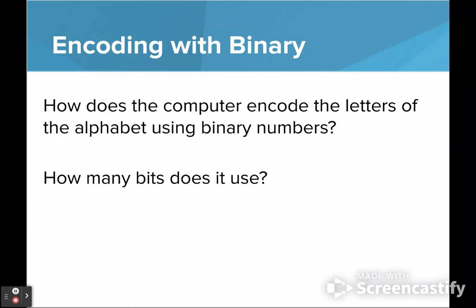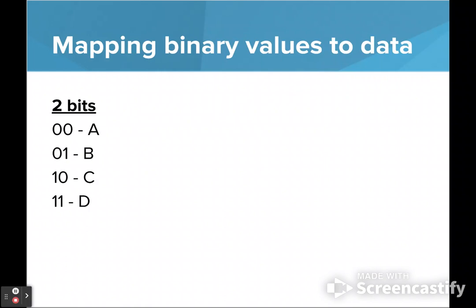How many bits would be required? How many bits do we have to use? Let's say we only had 2 bits. Unfortunately, 2 bits, 2 to the second, only gives us 4 possible values that we can encode. We would have the possible value 0, 0, which we can say is A. 0, 1, which we can say is B. 1, 0, which we can say is C. 1, 1, which we can say is D.